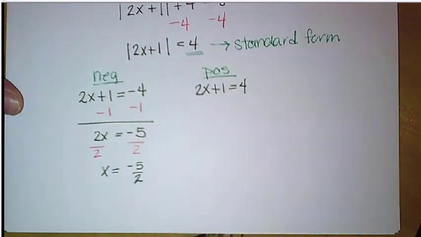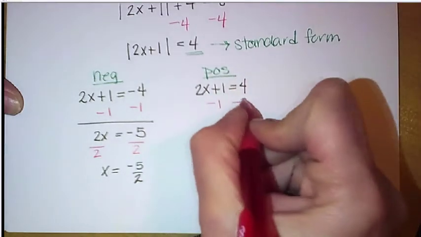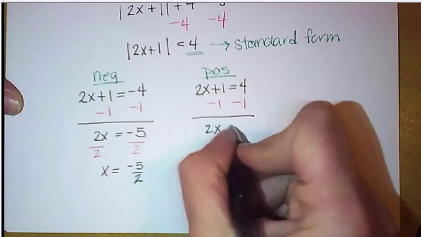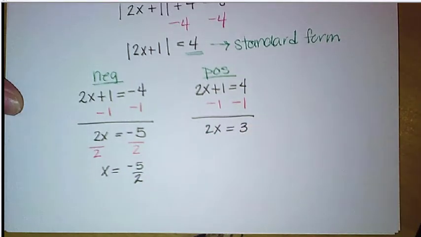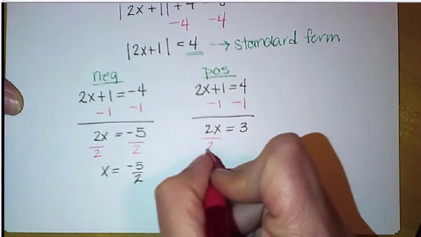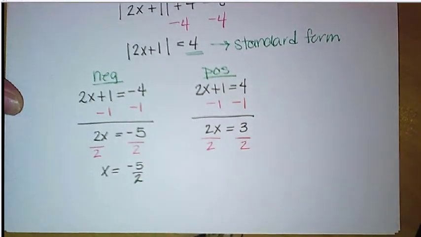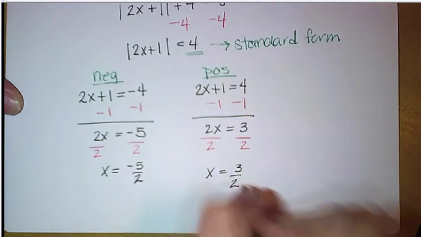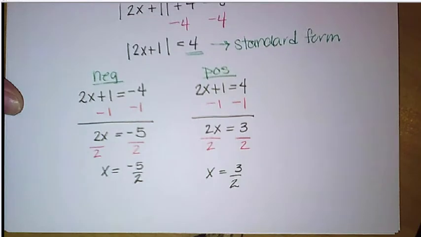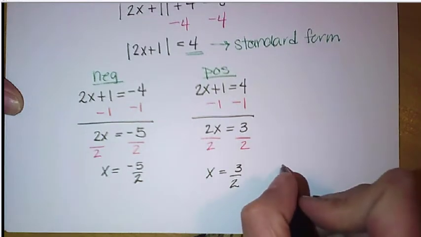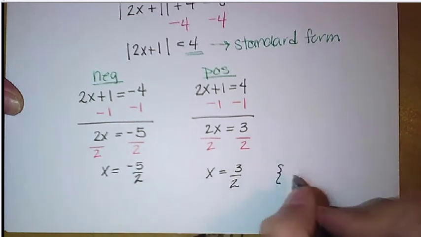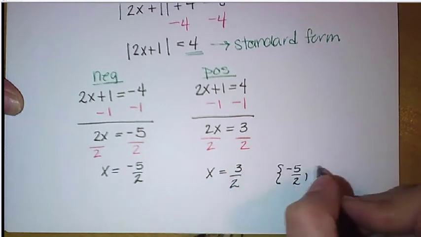Do the same procedures on our positive. Here we're going to subtract 1. So 2x is going to equal 3. Again, we're going to divide by 2. So x is going to equal 3 over 2. And we want to write this again in our solution set. Remember, solution set is just the curly brace. We're going to do our smaller value, which would be this negative 5/2 first, comma, our larger value, 3/2.